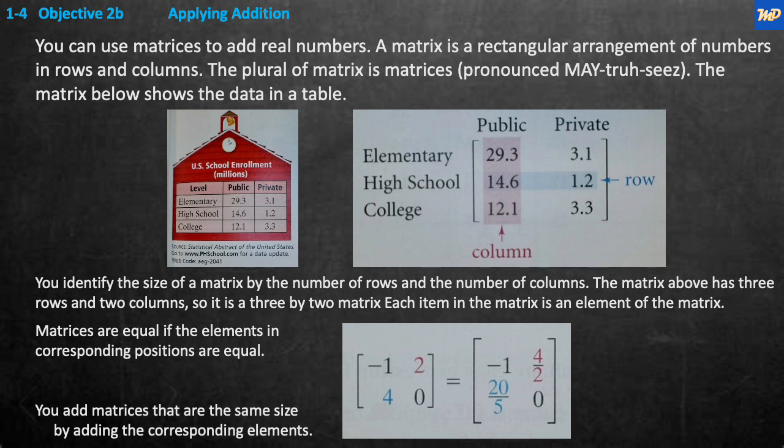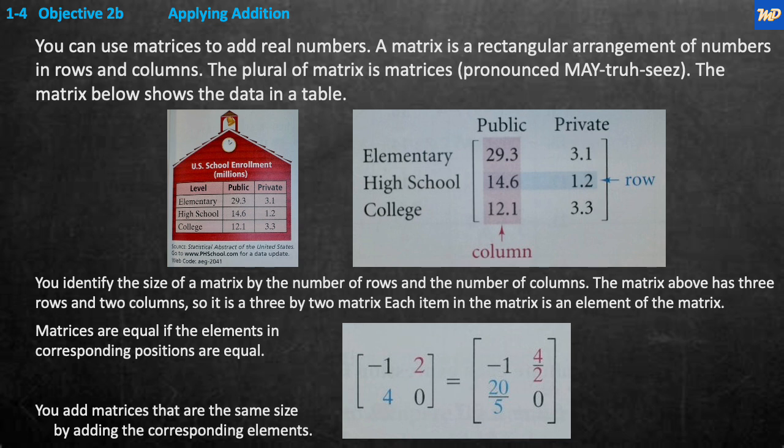Objective 2 continued, applying addition. You can use matrices to add real numbers. A matrix is a rectangular arrangement of numbers in rows and columns. The plural of the word matrix is matrices, pronounced matrices. The matrix below shows the data in a table.